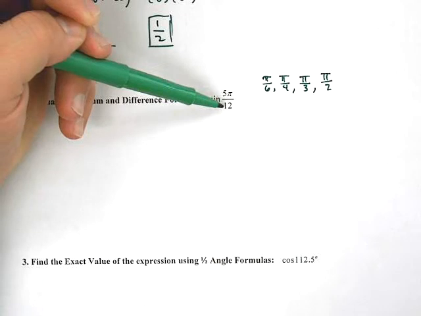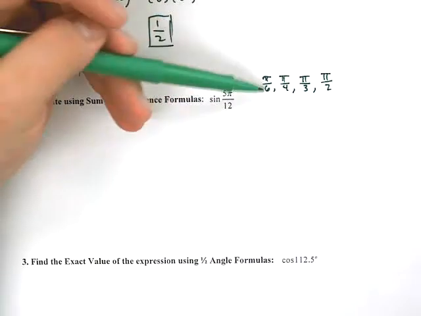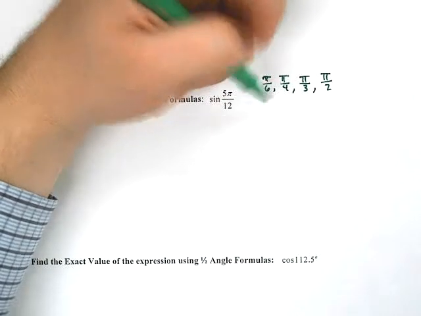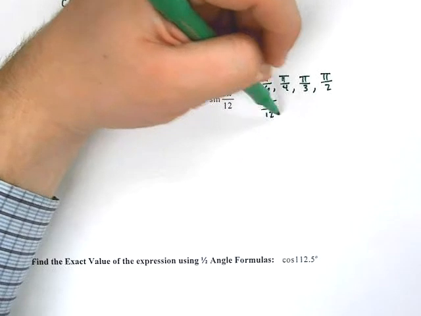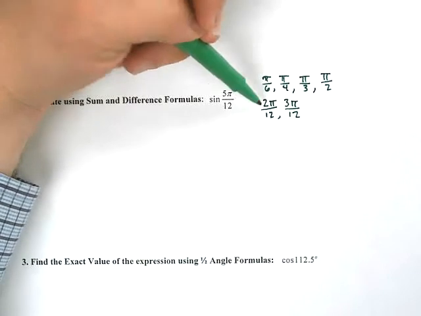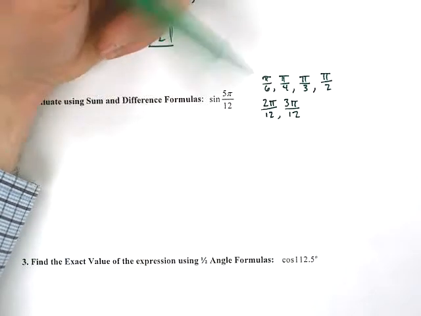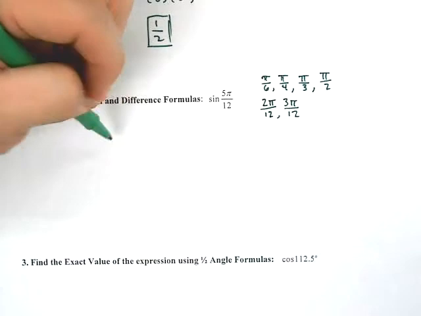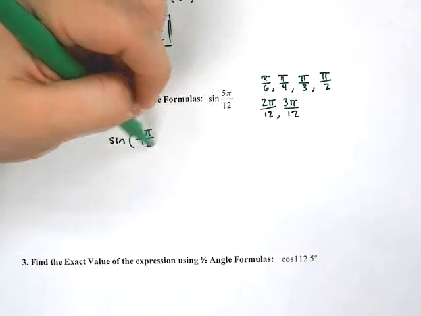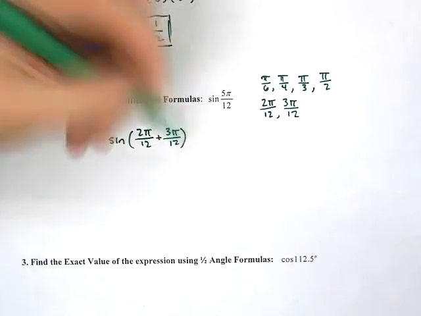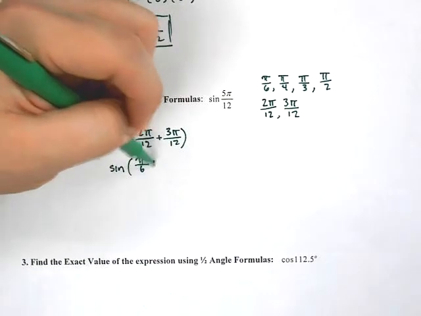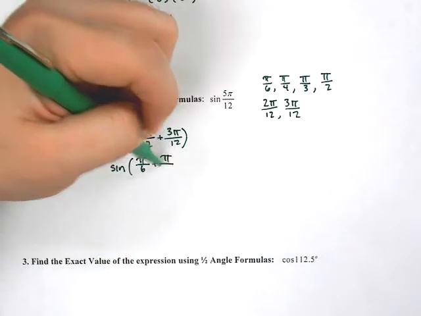Now, this one has a denominator of 12. These are all different, so we're going to get a common denominator. If I want to write this with a denominator of 12, that's really 2 pi over 12, and pi over 4 is 3 pi over 12. And oh my gosh, I can actually stop right now, because what's 2 pi over 12 plus 3 pi over 12? 5 pi over 12. So what I'm really doing here is the sine of 2 pi over 12 plus 3 pi over 12. And I'm going to go a step further, and say that's actually the sine of pi over 6 plus pi over 4.